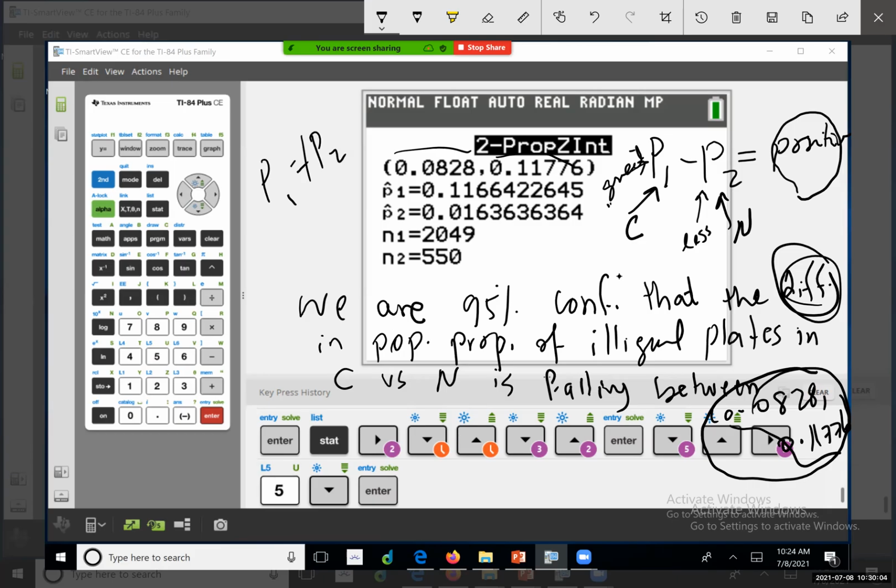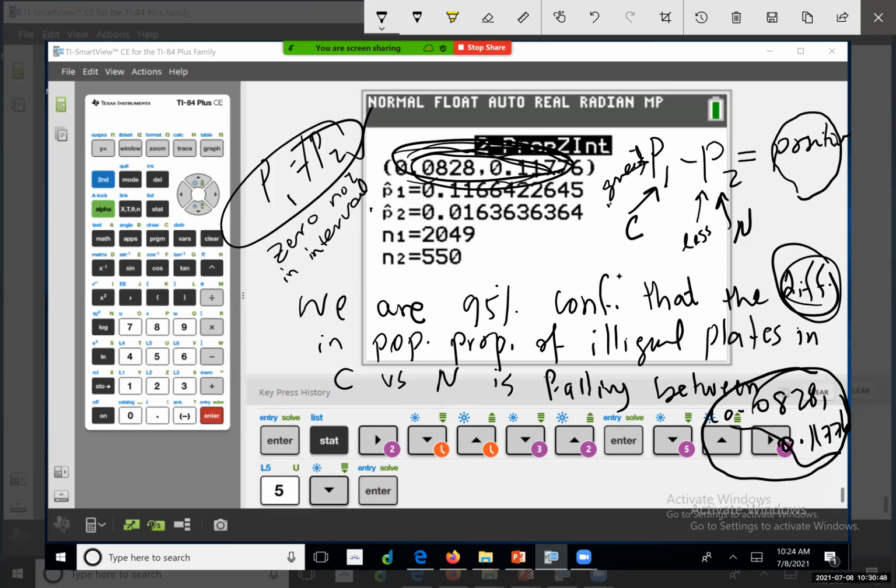If in this interval I had zero somewhere, if this was negative and then positive and zero was somewhere here, then you would have known, oh, P1 minus P2 at some point is zero, so they are equal. But you don't have zero here, so that means they're always different. So that backs up your testing because zero is not in the interval. So that's guaranteeing that P1 is different than P2. Any question?